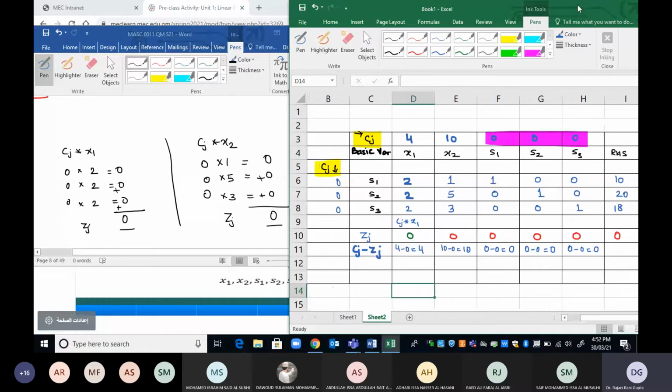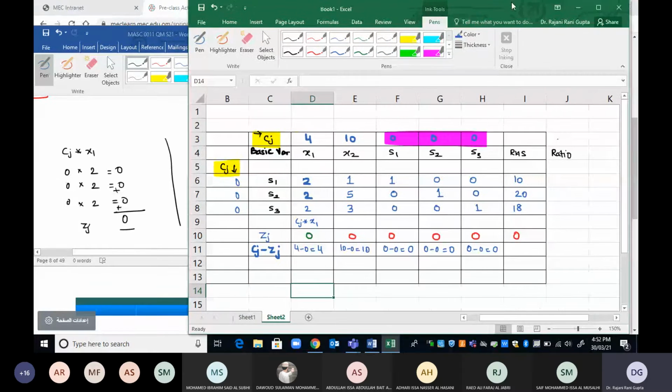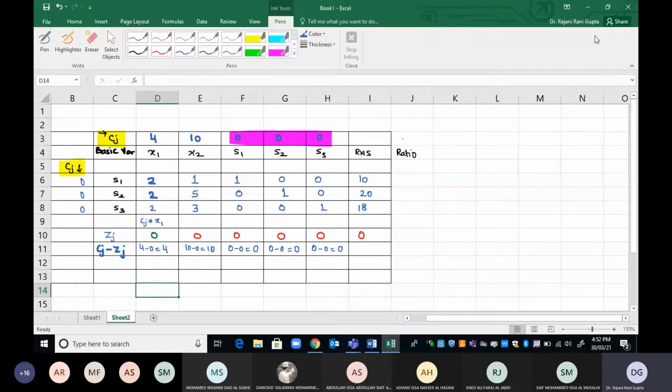Now we need to check whether this solution is optimal or not. So we say that the solution is optimal if all Cj minus Zj are less than or equal to 0. But what we can see here, this is 4, this is 10. All these are 0. So we write that all Cj minus Zj are not less than or equal to 0. The solution is not optimal.